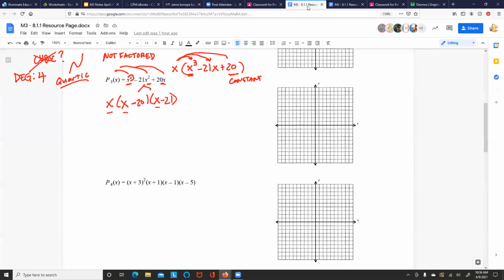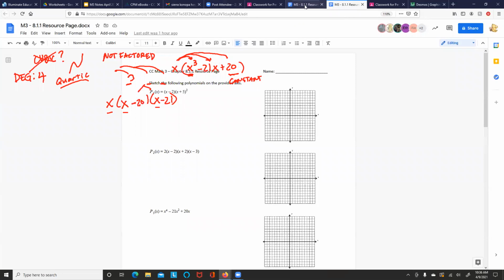Okay, go back to the resource page. X squared and x. Okay, so let me go back to there.